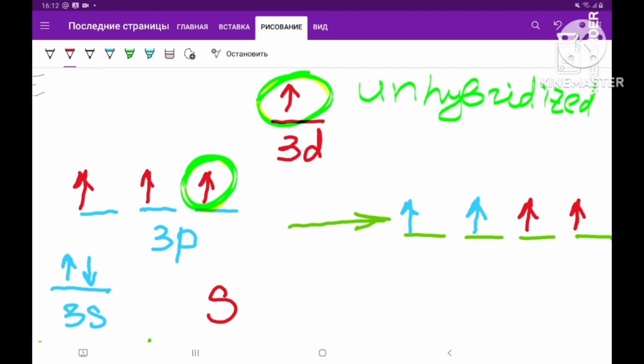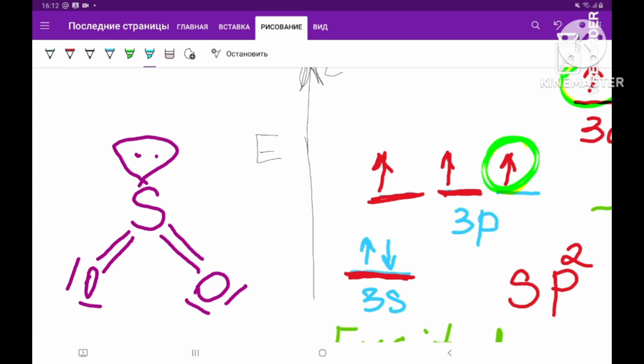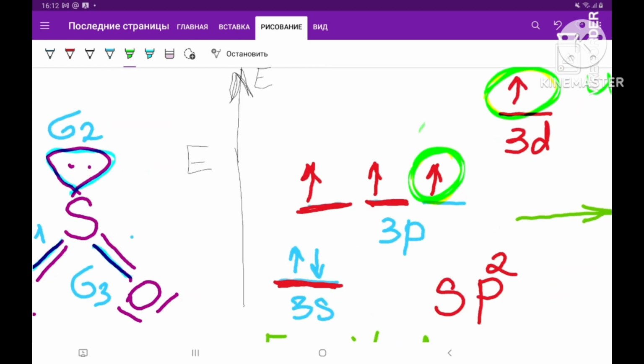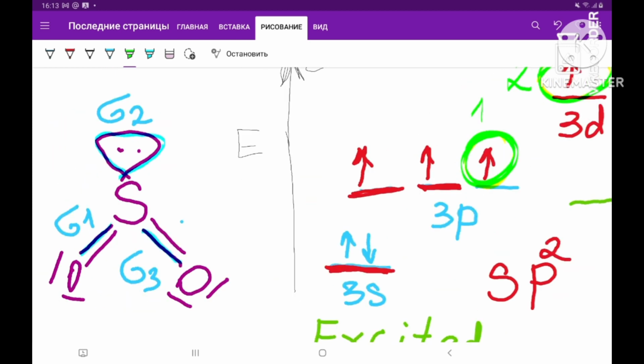If they're unhybridized, it means they don't have hybridization, they don't change their energy. They will participate in pi bonding, formation of pi bonds. So we have 3 sigma bonds here. So sp2, these 3 orbitals that hybridized, they participated in the formation of sigma bonds, and 2 unhybridized orbitals participated in the formation of pi bonds. As you see, we have 2 pi and 3 sigma bonds, so everything's okay here.